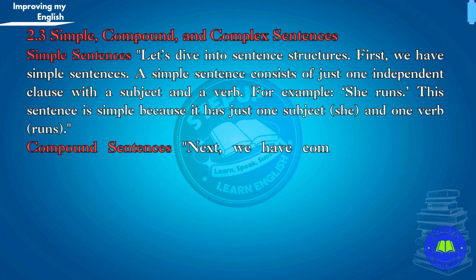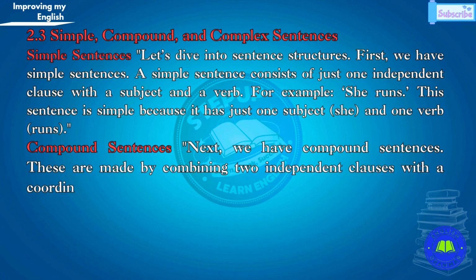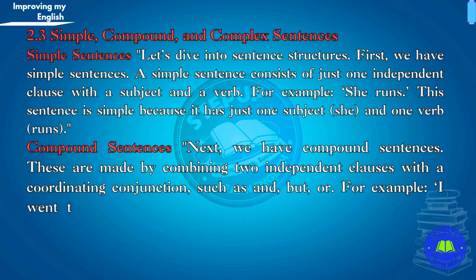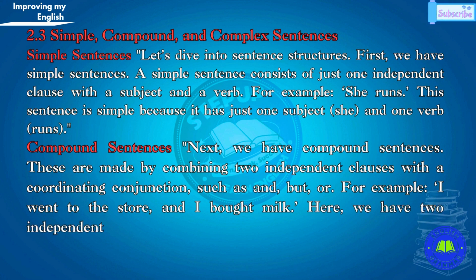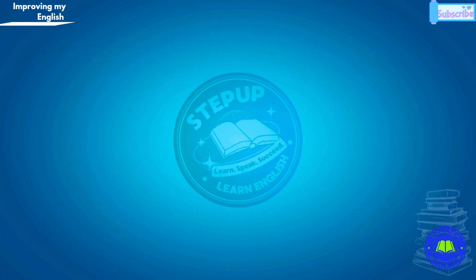Compound sentences. Next, we have compound sentences. These are made by combining two independent clauses with a coordinating conjunction, such as and, but, or. For example, I went to the store and I bought milk. Here we have two independent clauses, I went to the store and I bought milk, joined by and.